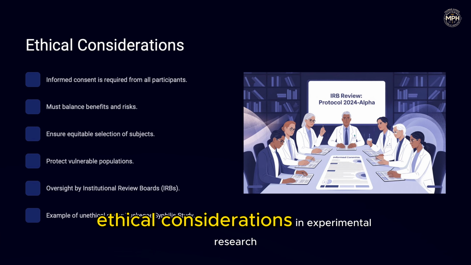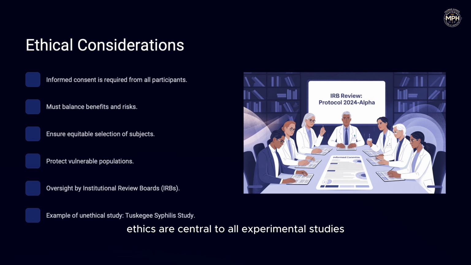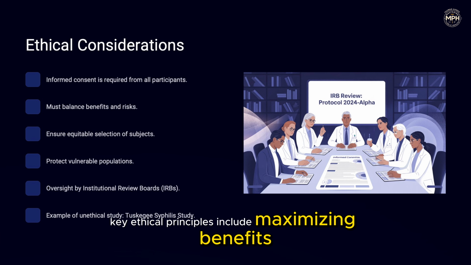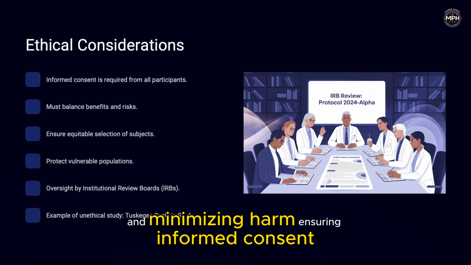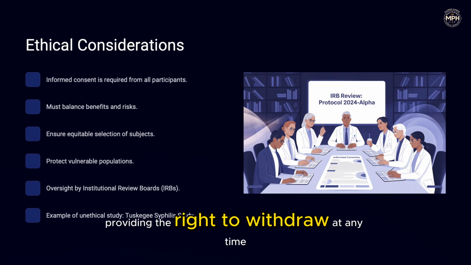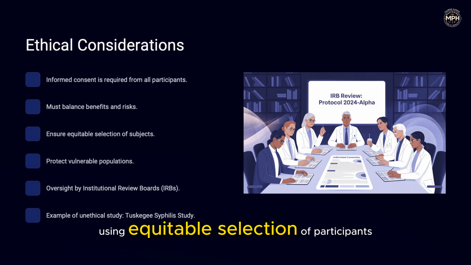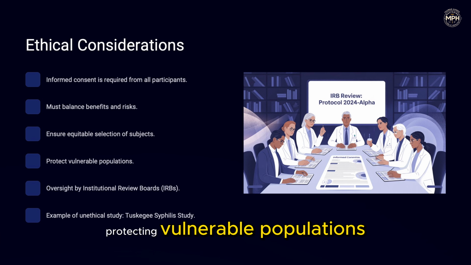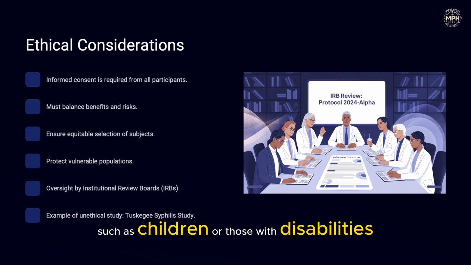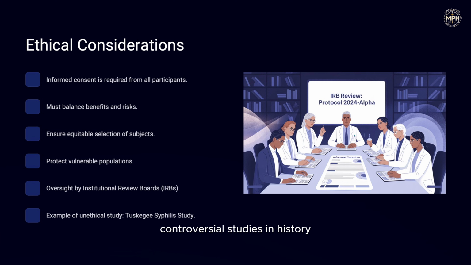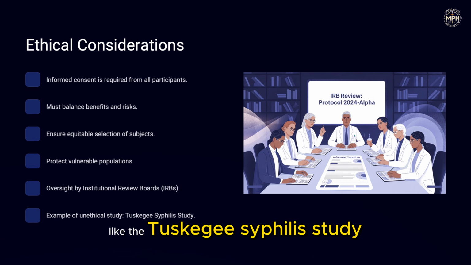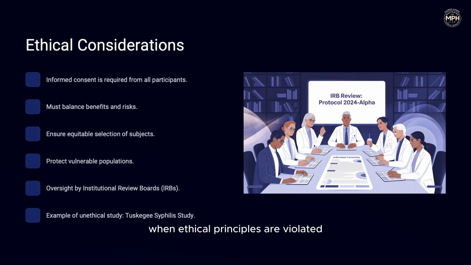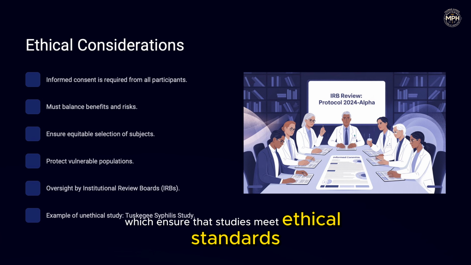Ethical considerations in experimental research. Ethics are central to all experimental studies. Key ethical principles include maximizing benefits and minimizing harm, ensuring informed consent, providing the right to withdraw at any time, using equitable selection of participants, and protecting vulnerable populations such as children or those with disabilities. Controversial studies in history, like the Tuskegee syphilis study, highlight what can go wrong when ethical principles are violated. Modern trials are overseen by institutional review boards, or IRBs, which ensure that studies meet ethical standards.